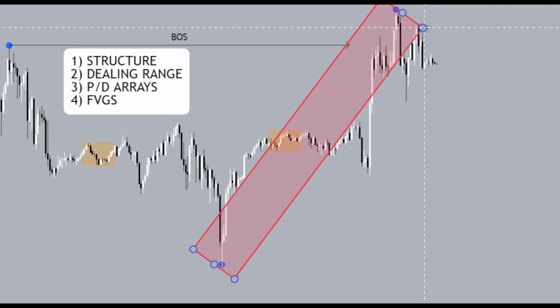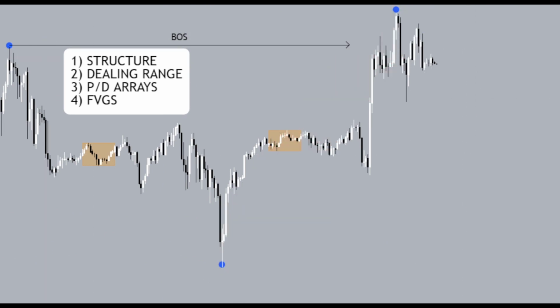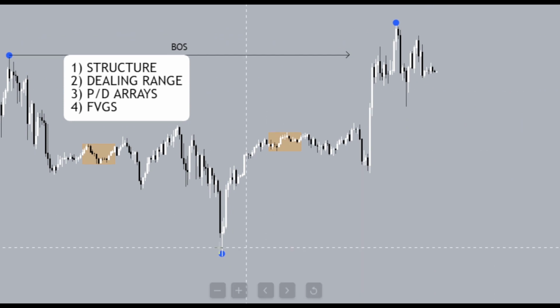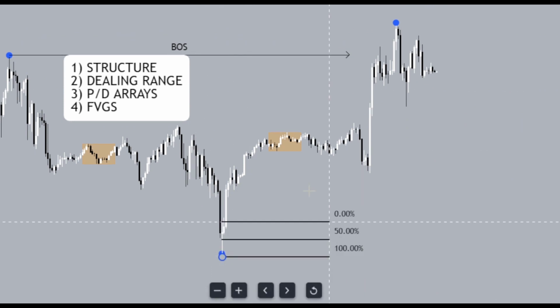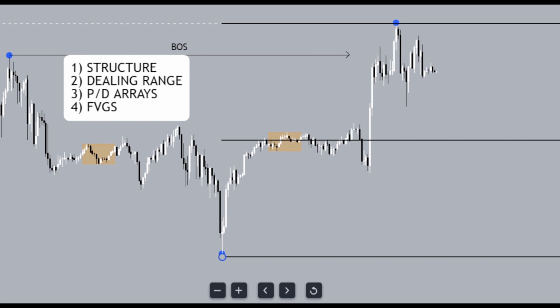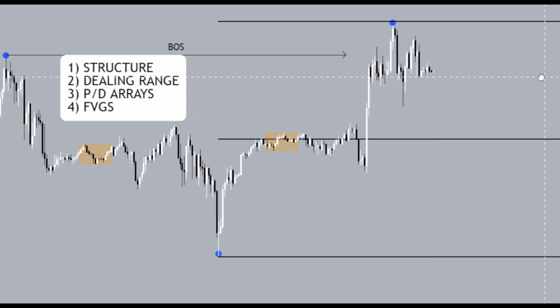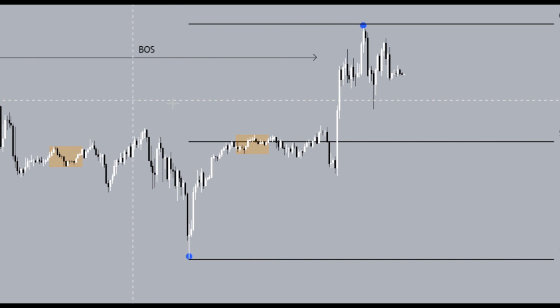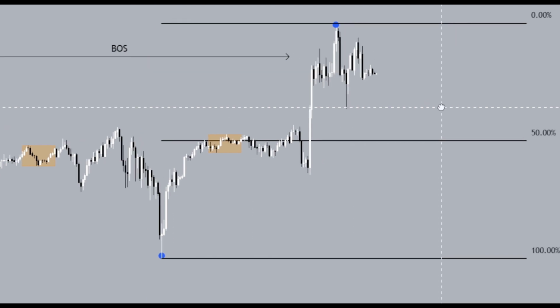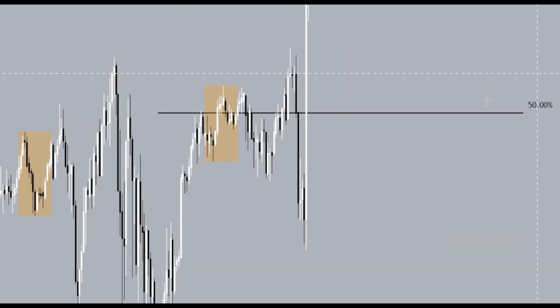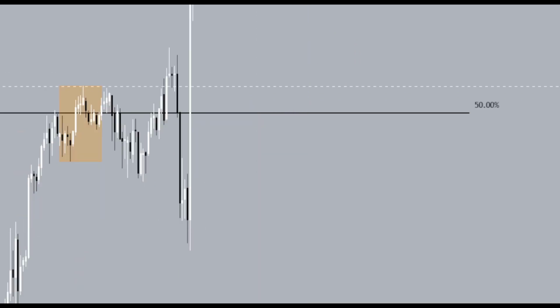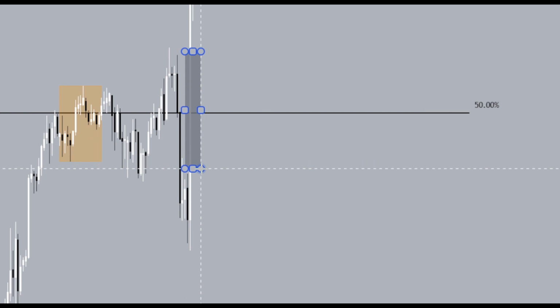Now, for me, the third thing we want to be looking at is the PD arrays. So the PD arrays are very simple, right? We simply project the Fibonacci from that swing low up to that swing high over here. So this swing low up to the swing high gives us our premium and discount arrays. And understanding that we have two fair value gap zones over here, right? We have one which is down here, right? This was from, I believe, a news event.